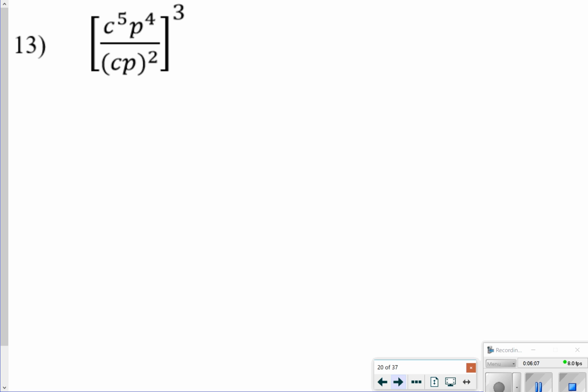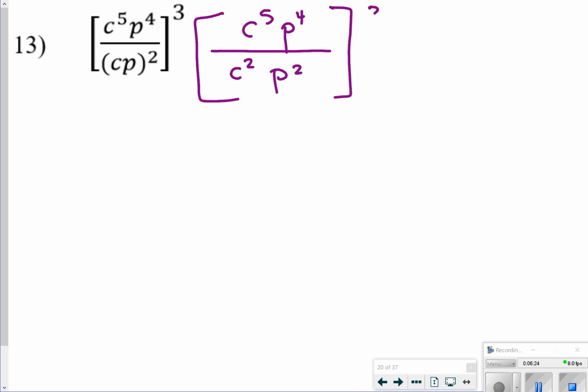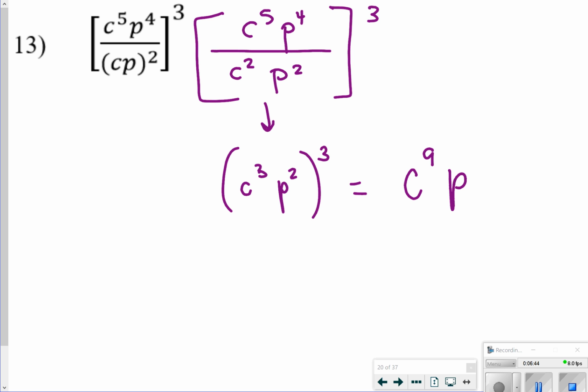For number 13, we have distribution we would need to do on both parts. What I would do first is maybe distribute what's in the brackets first. So c to the 5th and p to the 4th will stay the same. And then here on the bottom I'll have c to the 2nd and p to the 2nd, all to the 3rd power. And then what I'm going to do is go ahead and simplify what's inside the brackets. So c to the 5th over c to the 2nd is c to the 3rd, and p to the 4th over p to the 2nd is p to the 2nd. And then I'm going to take that to the 3rd power. So I should get c to the 9th and p to the 6th.